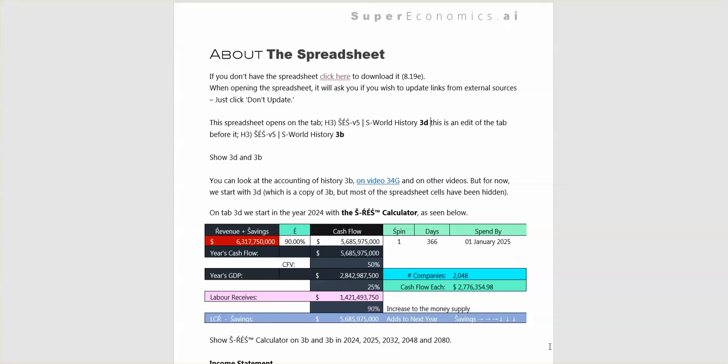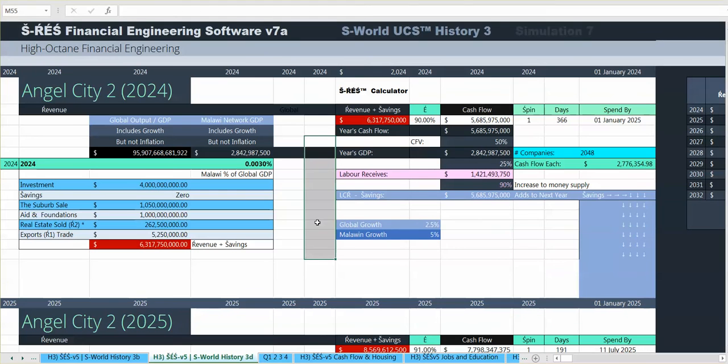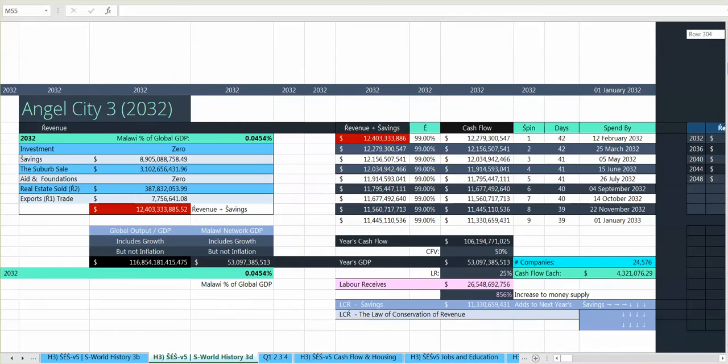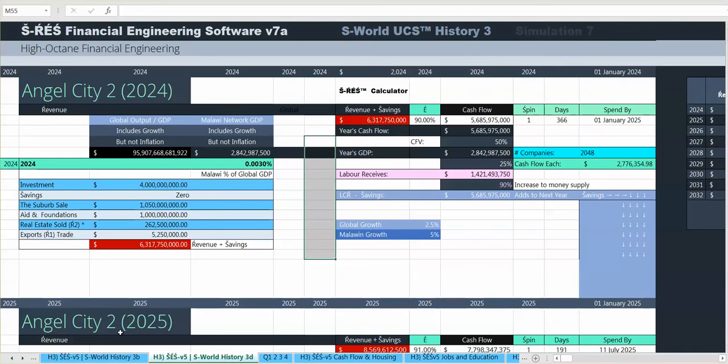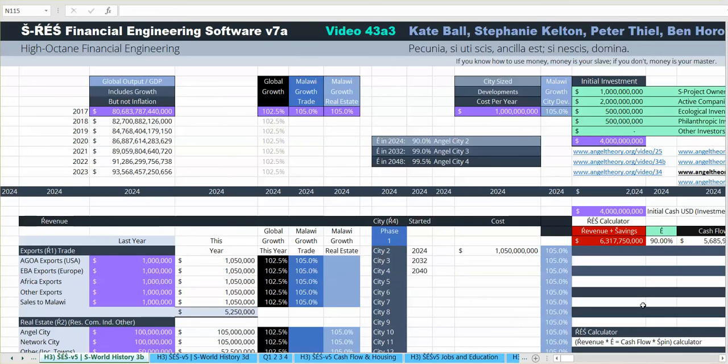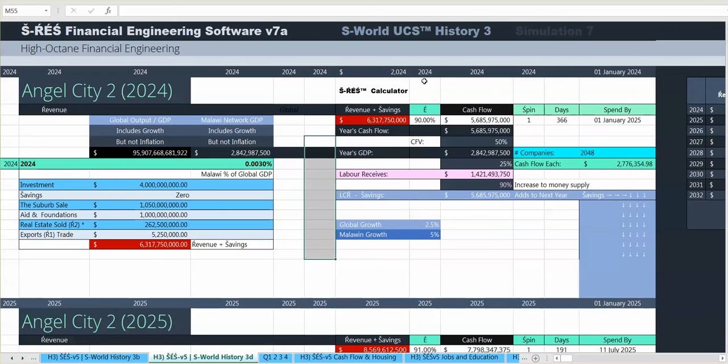This is an edit of the tab before it, 3B. Okay, here's the spreadsheet, and this is 3D. And before it, we have 3B, which is essentially the same, but there's a lot more information here, and it goes year by year, whereas 3D only offers 5 sample years: 2024, 2025, 2032, 2048, and 2080.